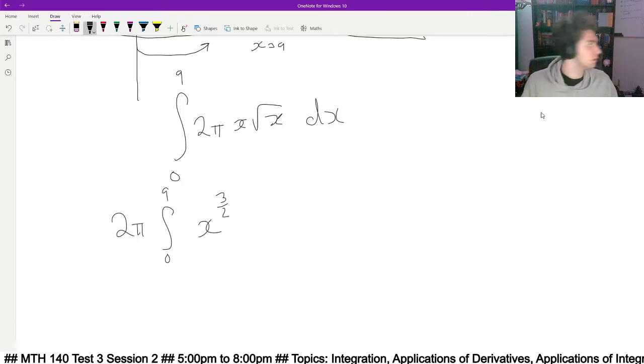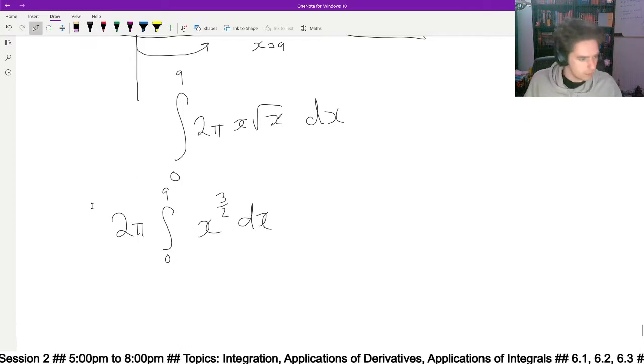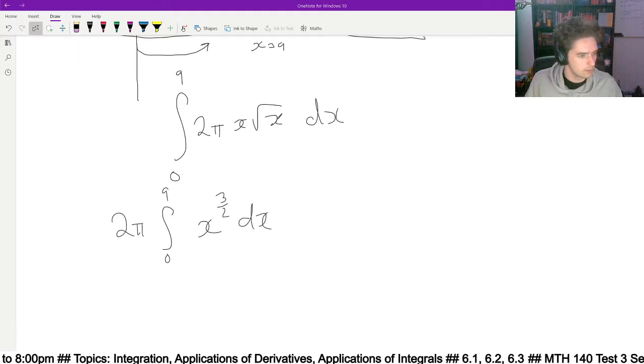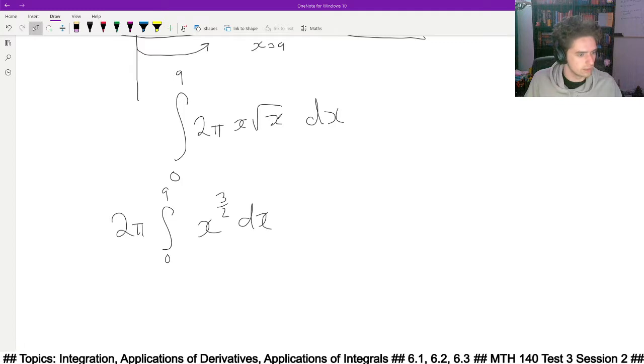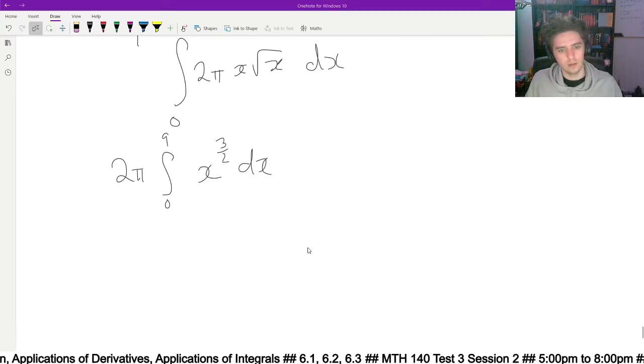Right? And let me just make sure I see the formula here, just to make sure I'm doing it right, but it should be correct. Hopefully someone also knows. Yeah, 2 pi x root x. Yep, good, we're good. So now I can integrate this, right?